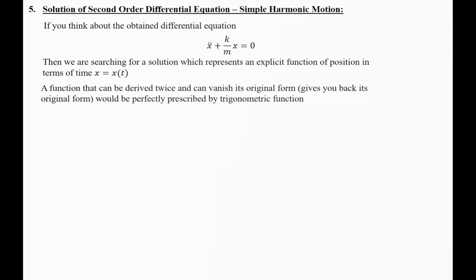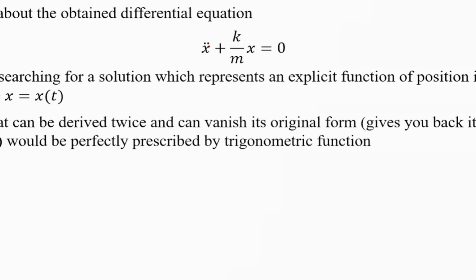So a function that can be derived twice and vanish its original form, gives you back its original form, would be perfectly described by a trigonometric function. So here we are searching for a function that can be derived twice, such that when you add it to its original function it would vanish.